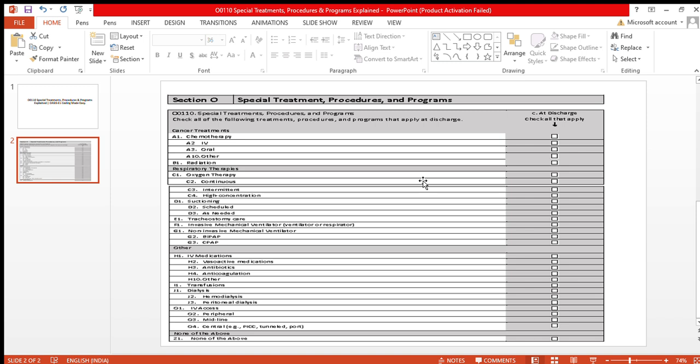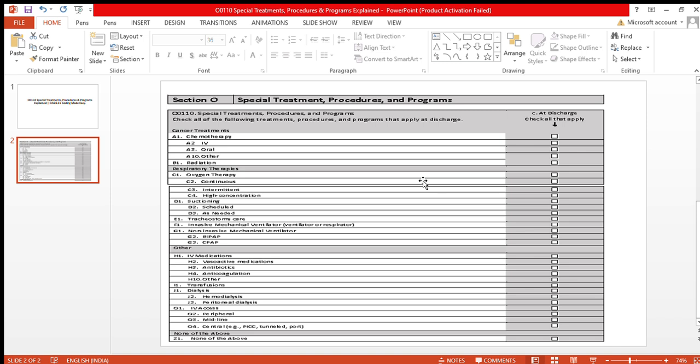Next is respiratory therapy. C1 oxygen therapy, patient receives oxygen therapy. C2 continuous, oxygen used continuously. C3 intermittent, if oxygen is used only during certain periods. C4 is for high concentration, high flow or high concentration oxygen.